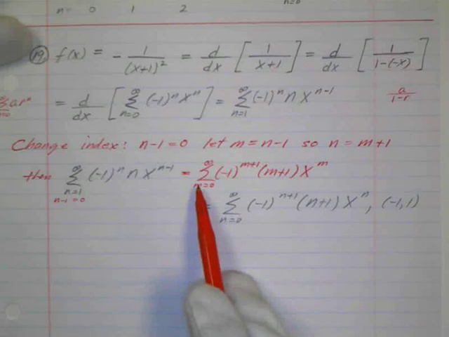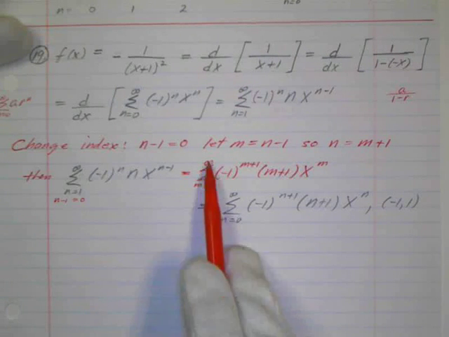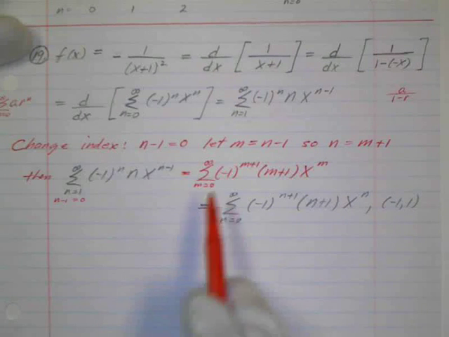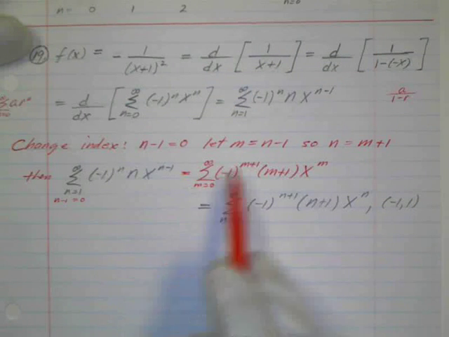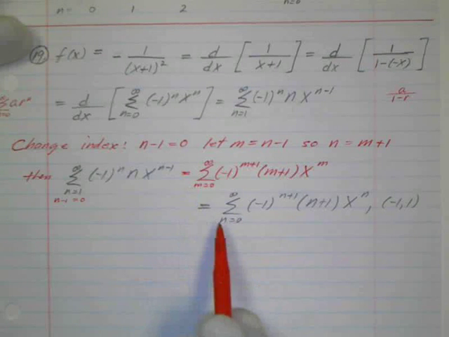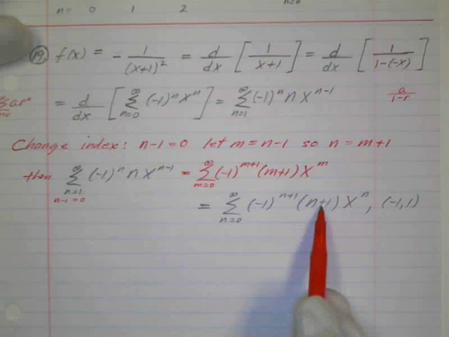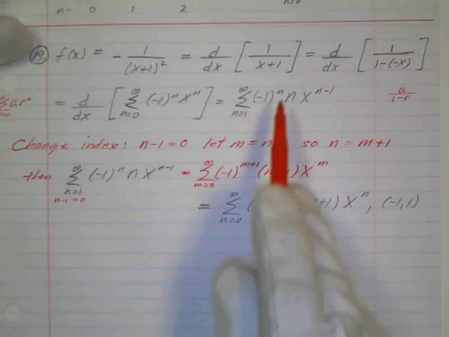Now, this index is just, or actually I should say the limits, index going from this. But this index is a dummy variable, so I can go back and call it n again. So I can call this n equals 0, negative 1 to the n plus 1, n plus 1, x to the n. Now you can see the difference here.